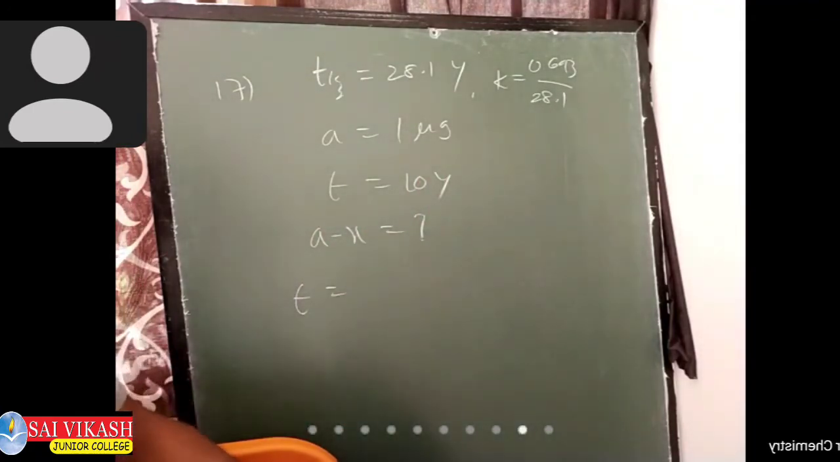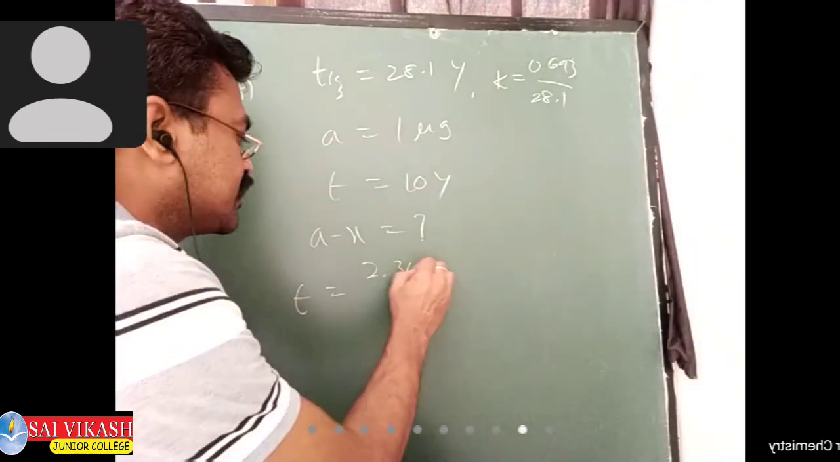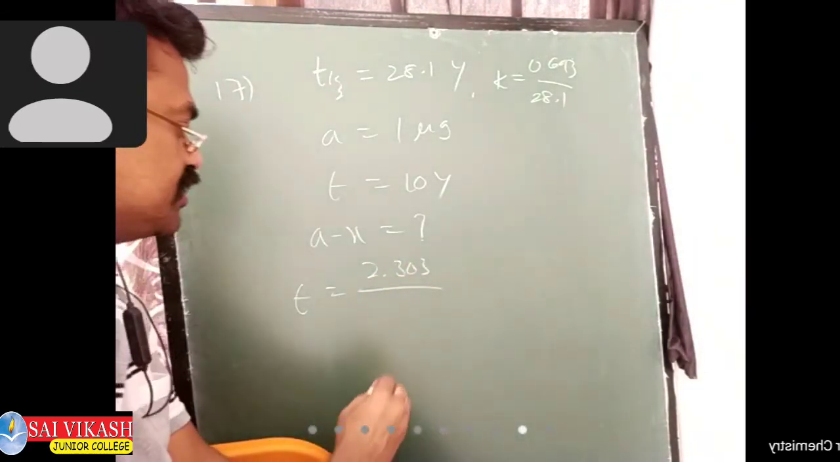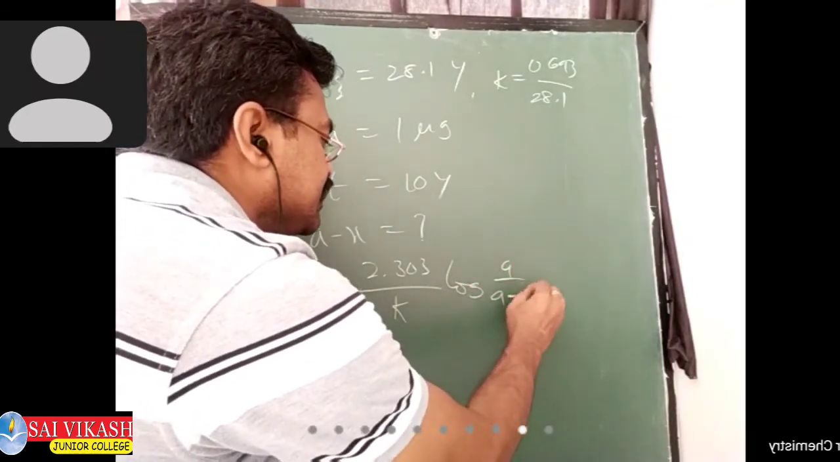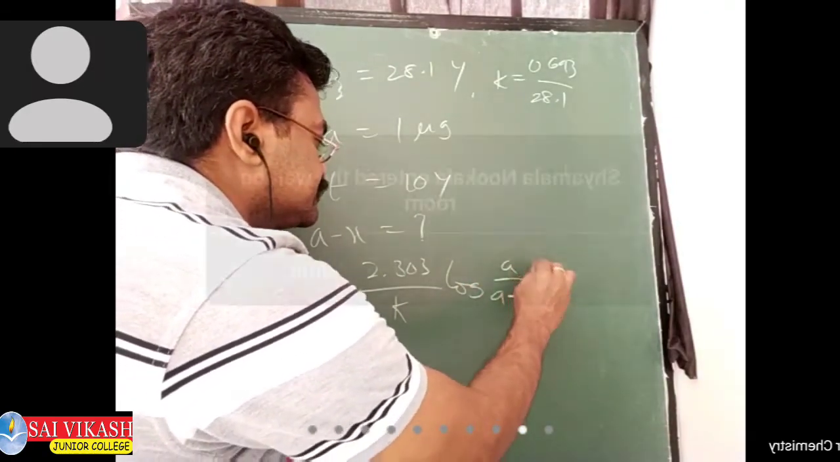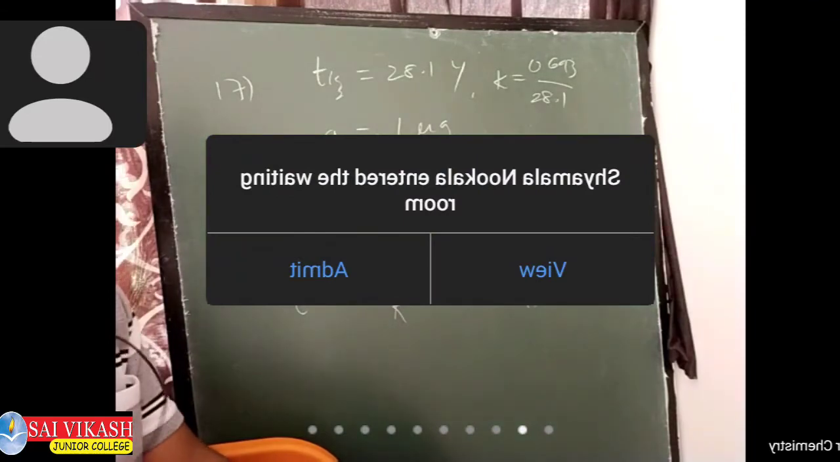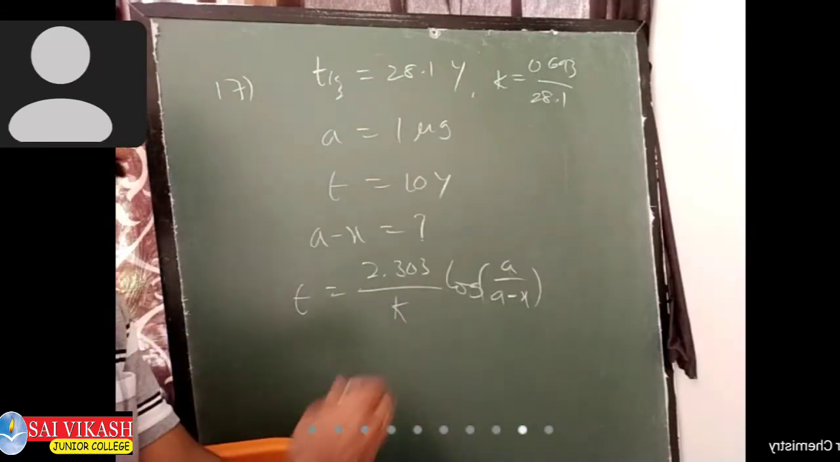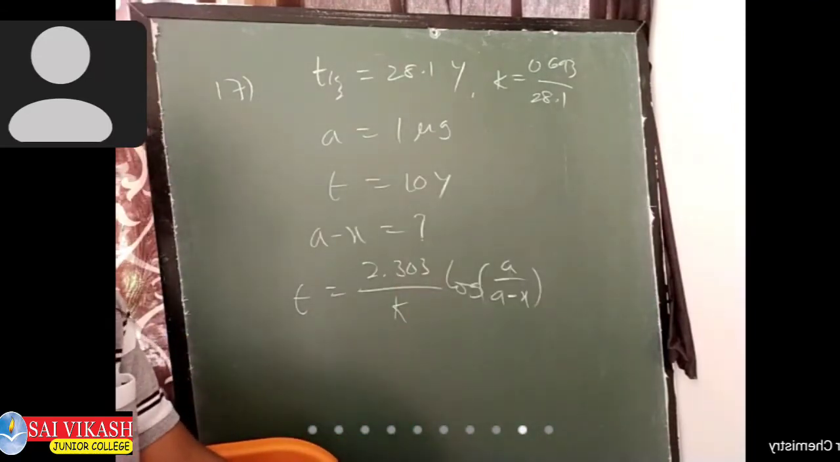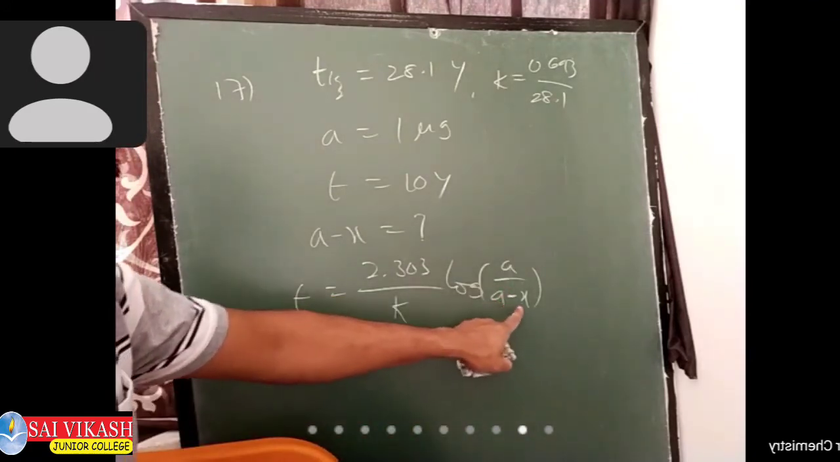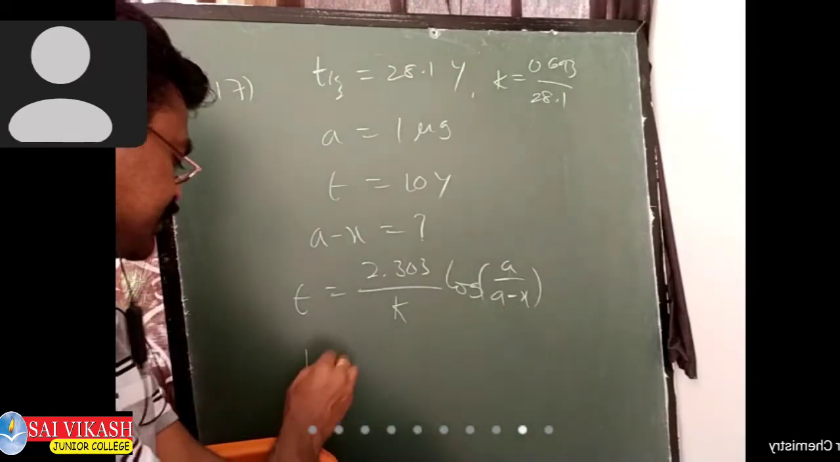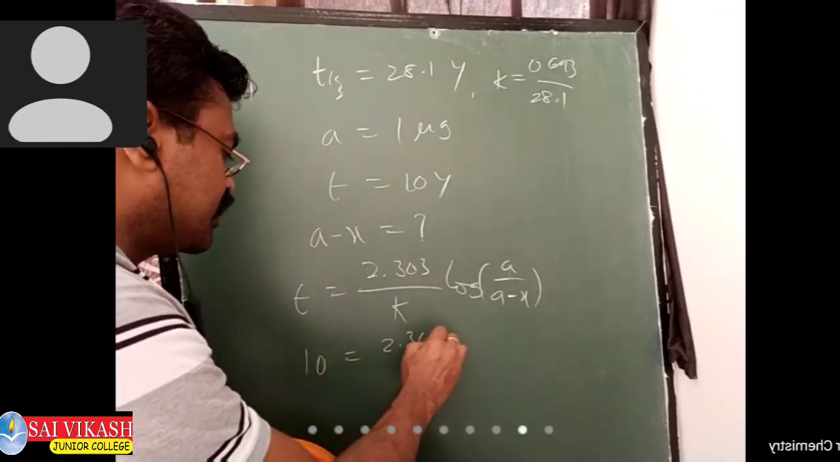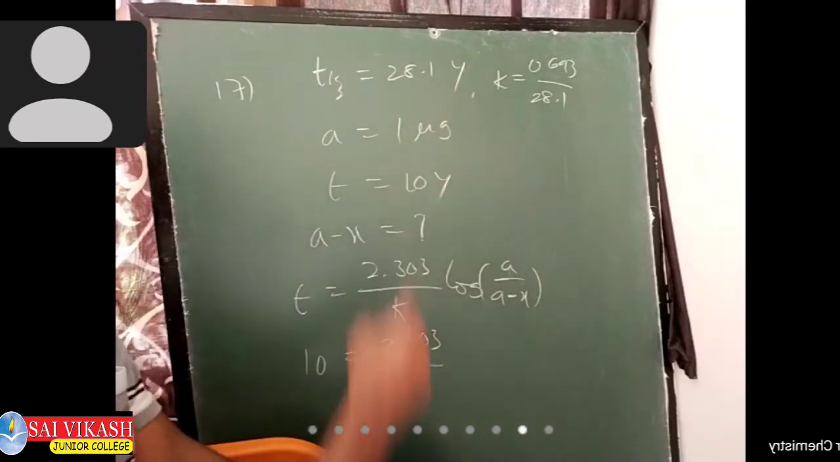That's why directly you can take the first order integrated rate equation, 2.303 by K log of A by A minus X. So you can use this formula to find out the initial concentration and how much concentration is left after time t. So substitute time 10 years is given, and 2.303 by K we got it.